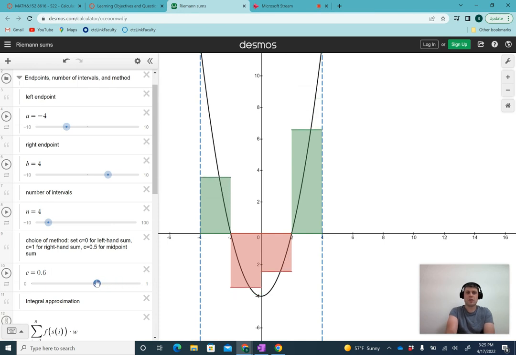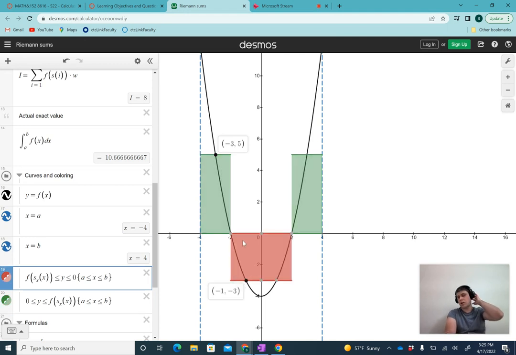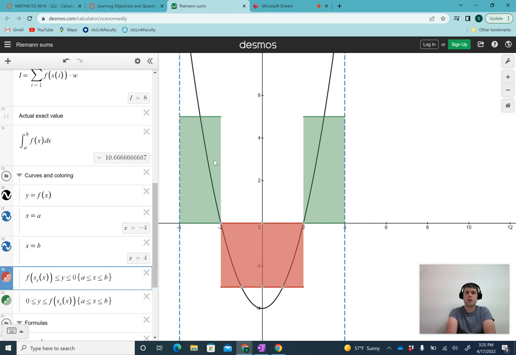So if you pick the midpoint, which is what this question is asking, you get between -4 and -3. It's -4 and -2, the midpoint is -3, and you plug that into the function, and you get the height here, which is 5 for the first rectangle. Here, the midpoint is -1, so the height here is -3. Remember, the area below the x-axis counts as negative, so the greens are positive, these are negatives, and we add them all up to estimate the definite integral here.